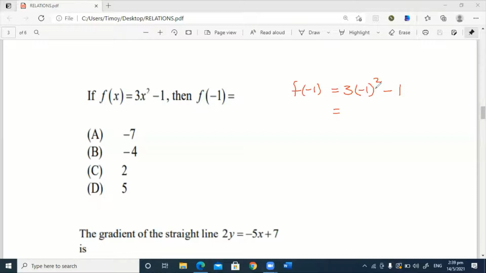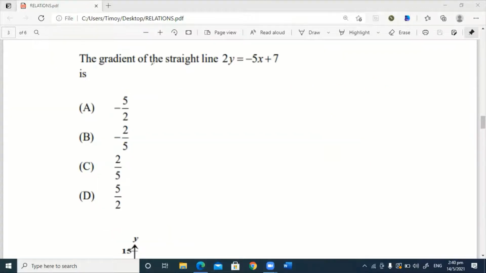So -1 squared, that's going to leave us back with 3 times a +1 minus 1. And 3 times 1, that's just 3 minus 1. And 3 minus 1 will leave us with 2. So therefore, f of -1 is going to equal 2, and that option is C here.